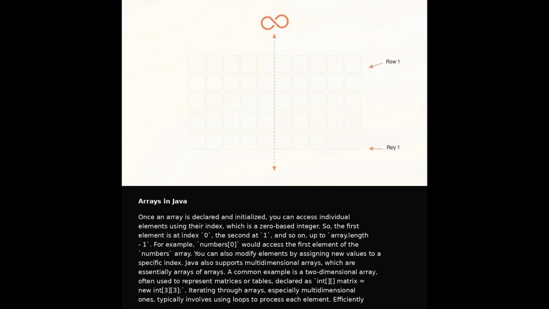Java also supports multi-dimensional arrays, which are essentially arrays of arrays. A common example is a two-dimensional array, often used to represent matrices or tables, declared as int[][] matrix = new int[3][3]. Iterating through arrays, especially multi-dimensional ones, typically involves using loops to process each element. Efficiently manipulating array elements is a core skill for any Java programmer.